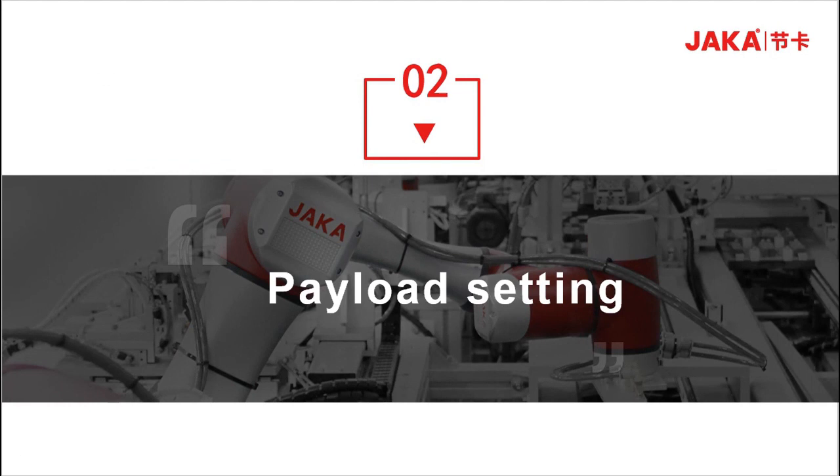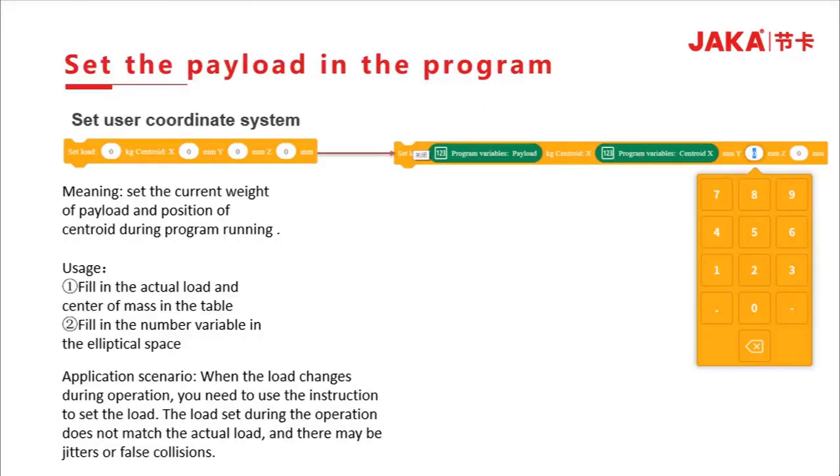2. Payload setting. Modify the load and center of mass in the program. This instruction can modify the end load and the center of mass during the running of the program. You can manually input the load and center of mass at the end attached to the robot, or you can drag in a digital variable. Set application scenario for complex instructions.